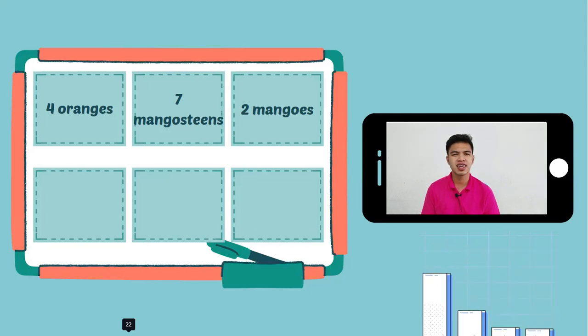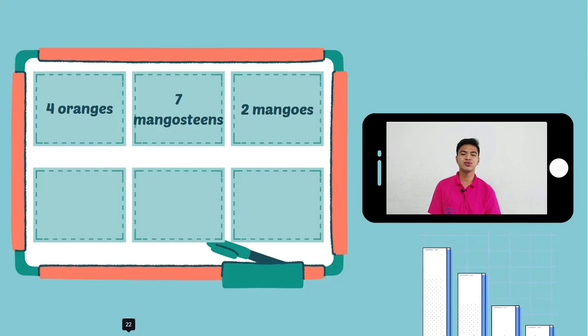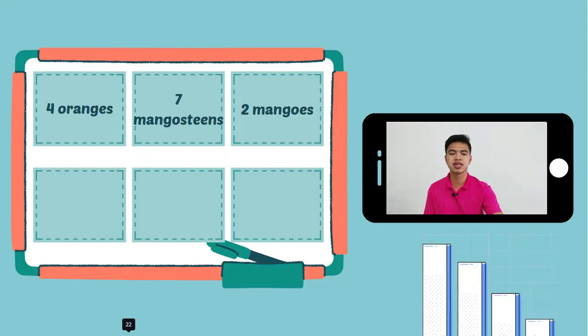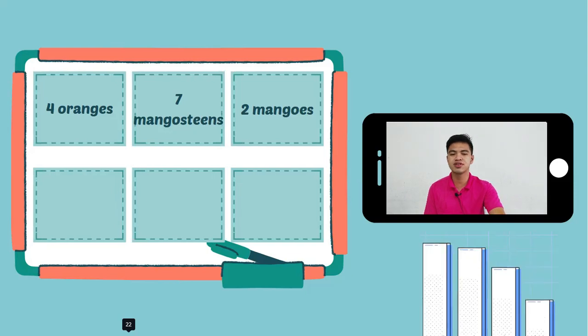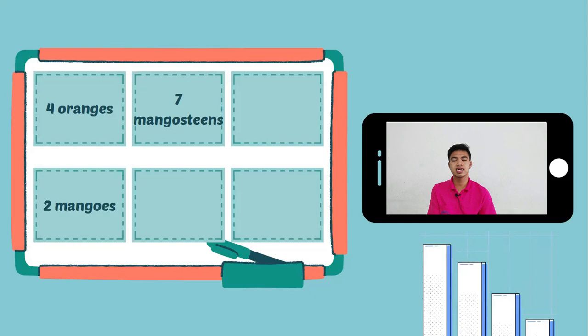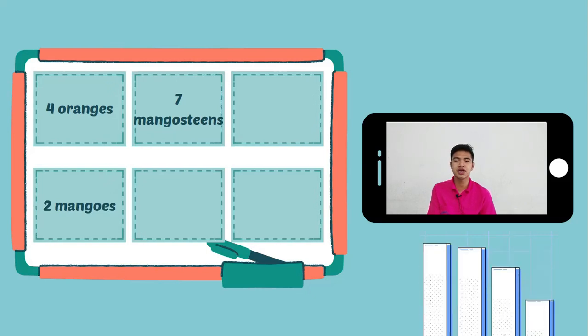So when you say ascending, what is it? Good job, it is from the smallest to the biggest. So here we have 2 as the smallest number. So we're going to write 2 mangoes. 2 is the smallest among them. So we have the first number, 2 mangoes.